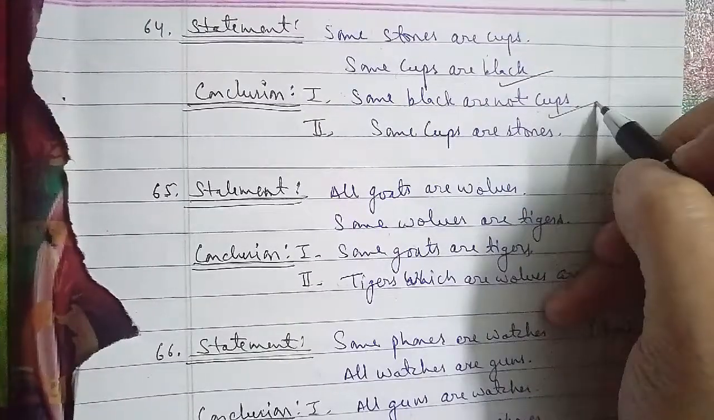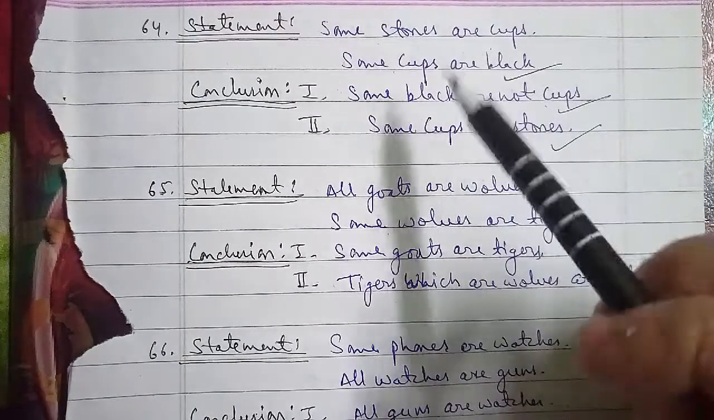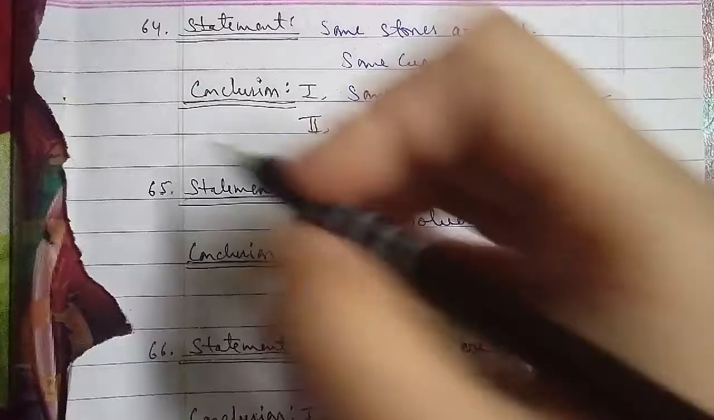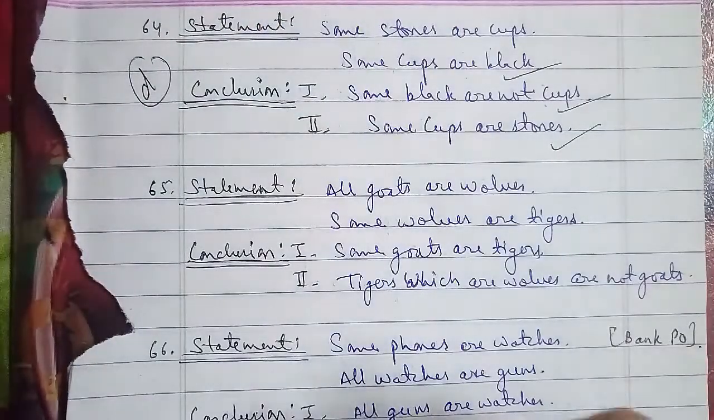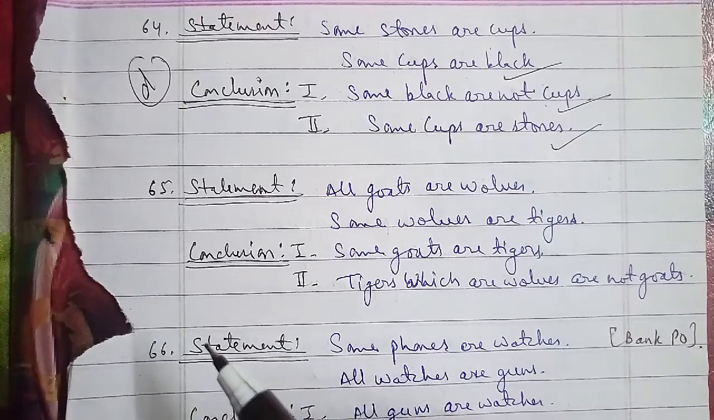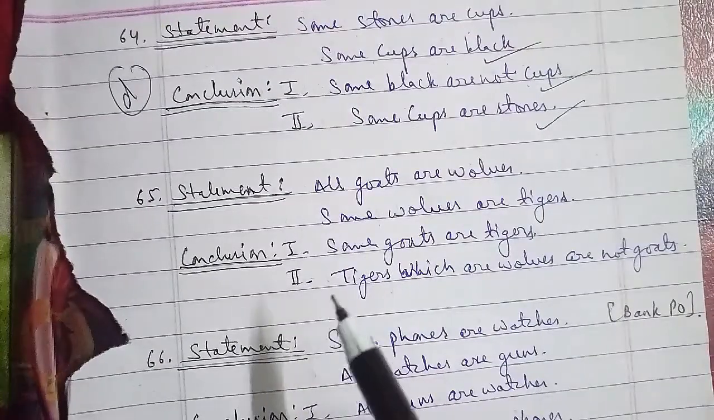65th question of the session here, the statement has been given as all goats are wolves and some wolves are tigers. The conclusions they had given you are some goats are tigers and tigers which are wolves are not goats. तो basically the statement को देखते हुए आपको conclusion को go through करना है, and according to this, since the middle term is not distributed even once in the premises, no conclusion will follow here.